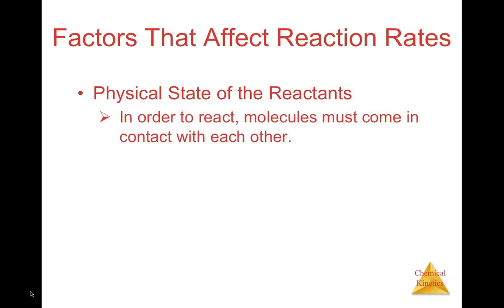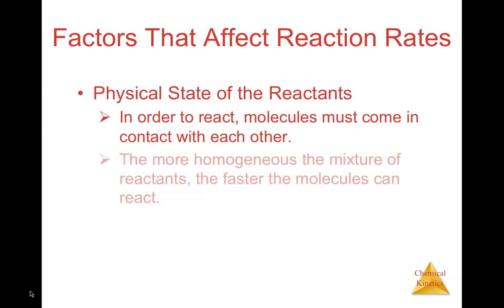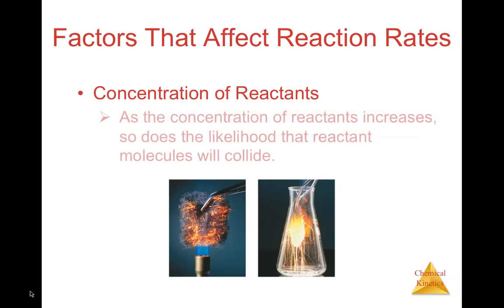Four different factors affect the rate of a chemical reaction. First of all, the physical state of the reactants. In order to react, the molecules must come in contact with each other. The more homogeneous the mixture, the faster the molecules can react. In other words, the more surface area you put out there, the faster something will react.